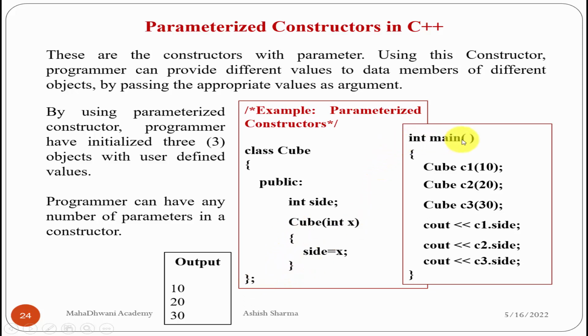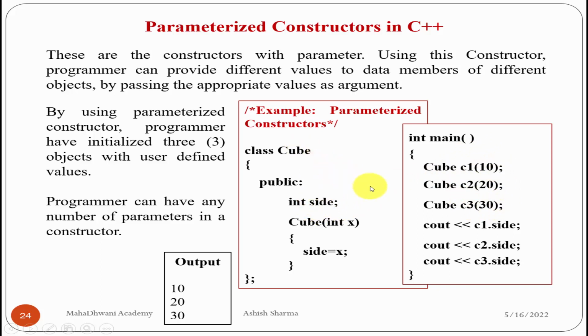Now come to the main body. Inside the main body we created three objects, cube c1, c2, c3. These are the three objects of the class, and we pass a different value to each object. To c1 we pass 10, to c2 we pass 20, to c3 we pass 30. So we have initialized three objects with the data member of the cube class.